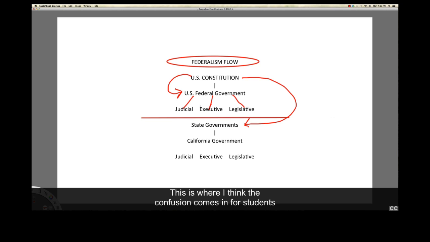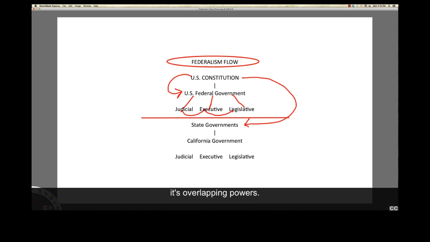This is where I think the confusion comes in for students, because there's so many different divisions of power in government that they confuse where federalism divides power versus the other concepts. So again, we have judicial, executive, and legislative, and then we have these overlapping powers. Don't forget that we have these overlapping powers of essentially checks and balances, right? We have overlapping powers of checks and balances between the judicial, executive, and legislative. Again, the power of checks and balances is different from separation of powers because essentially it allows a degree of oversight.